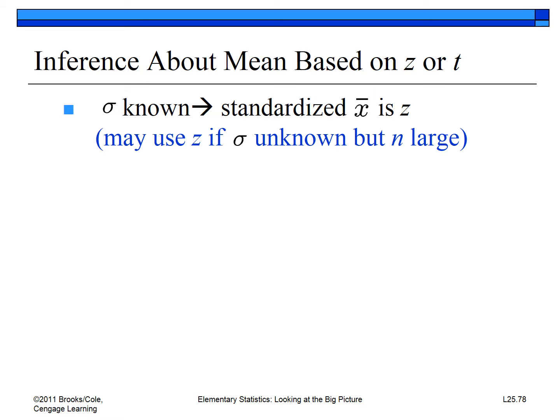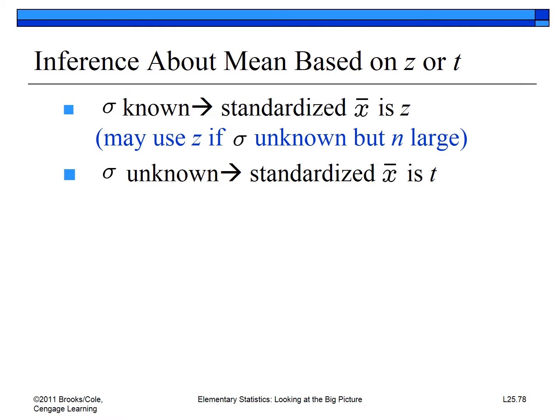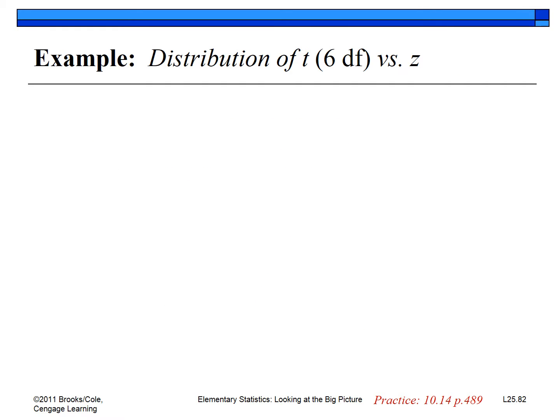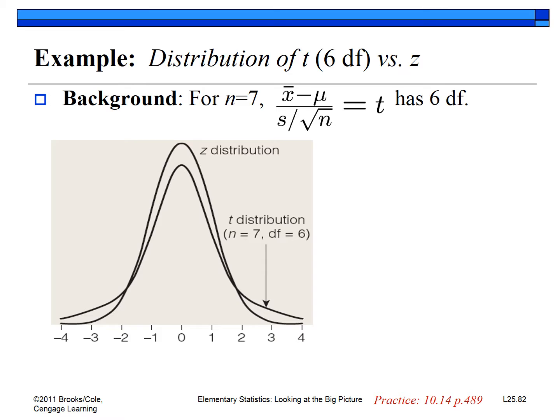So remember, if the population standard deviation is known, when we standardize the sample mean, we'll get z. If the population standard deviation is unknown, when we standardize, we get t. And remember, the t's are distributed with a fatter tail. Here's an example. When n equals 7, we would say that t has 6 degrees of freedom. Here are the distributions. You see the z distribution is the tall one with smaller tails, and the t distribution has a shorter peak but fatter tails.